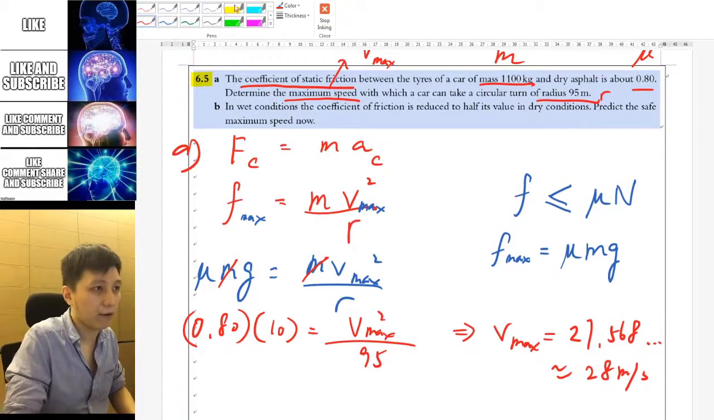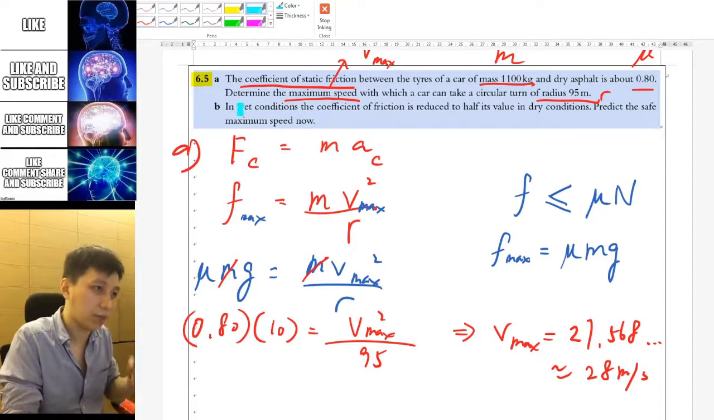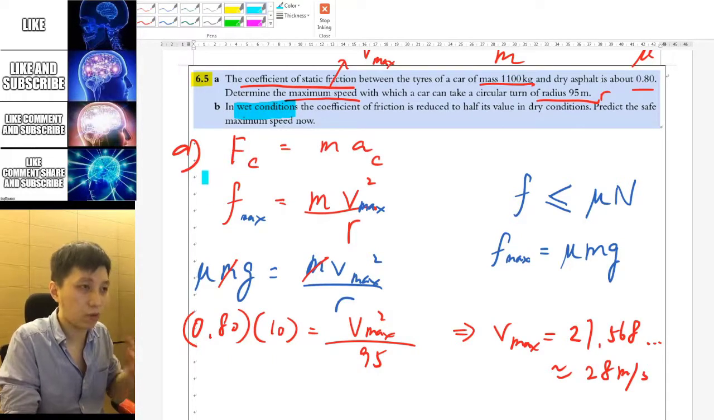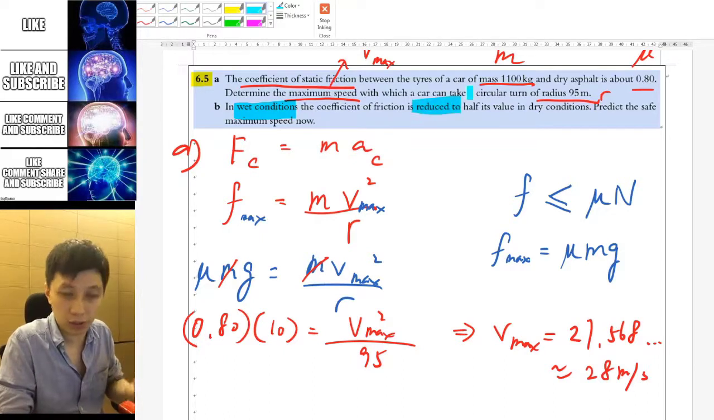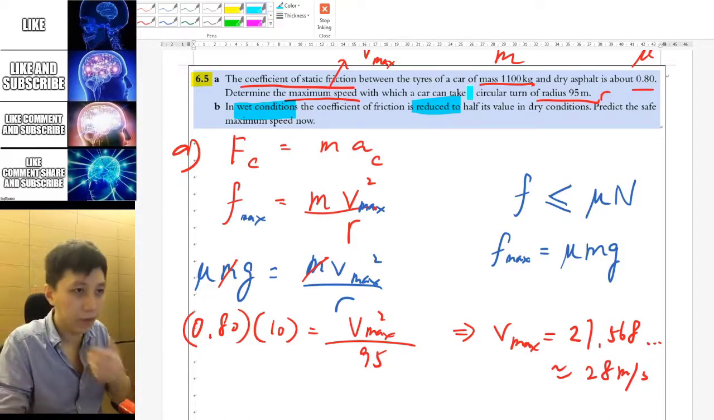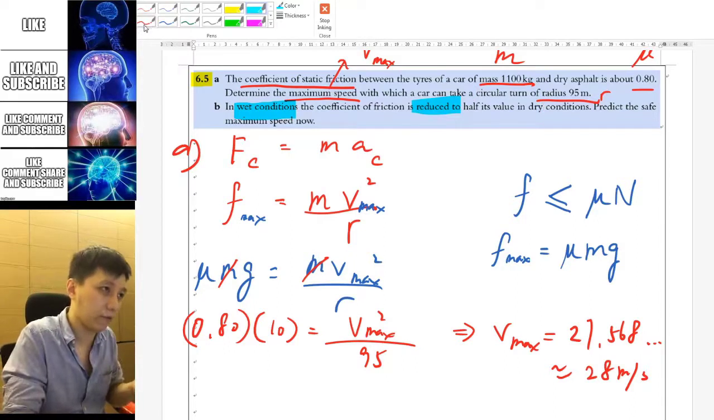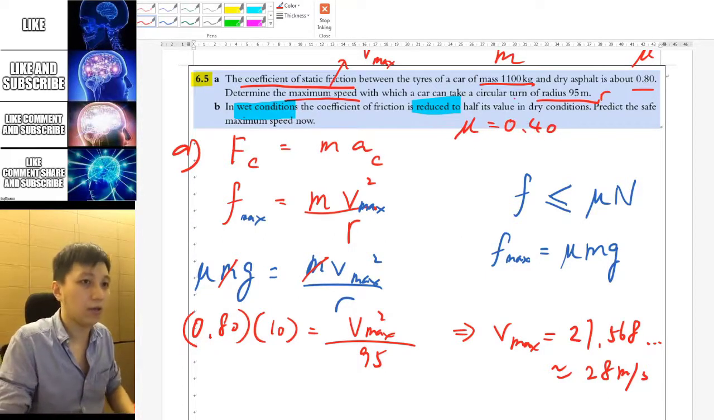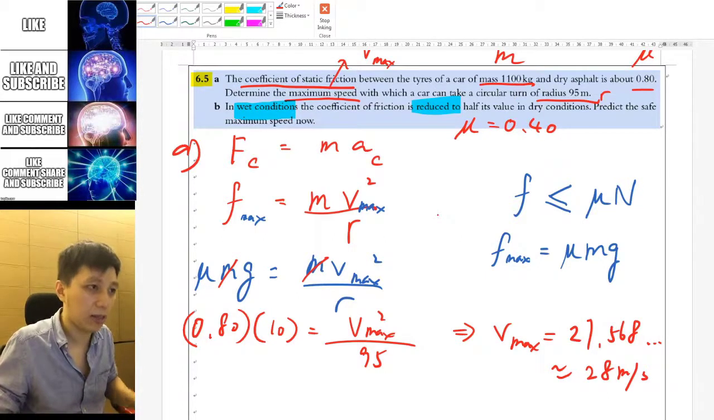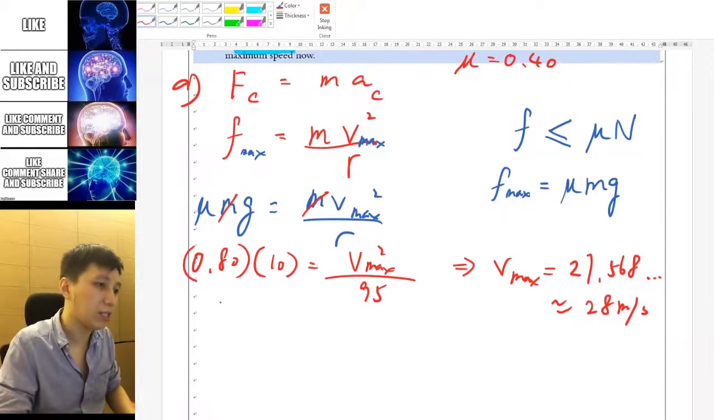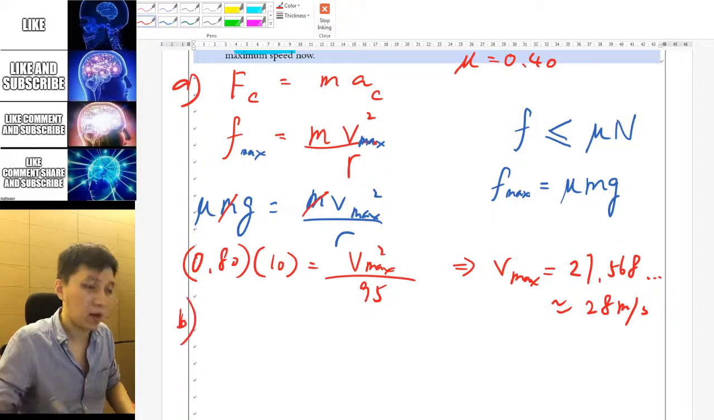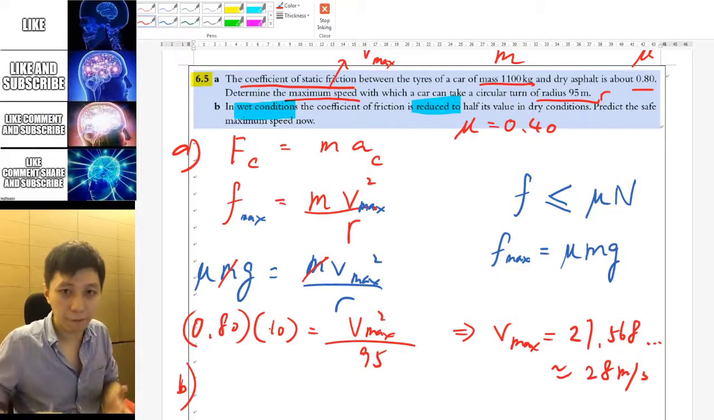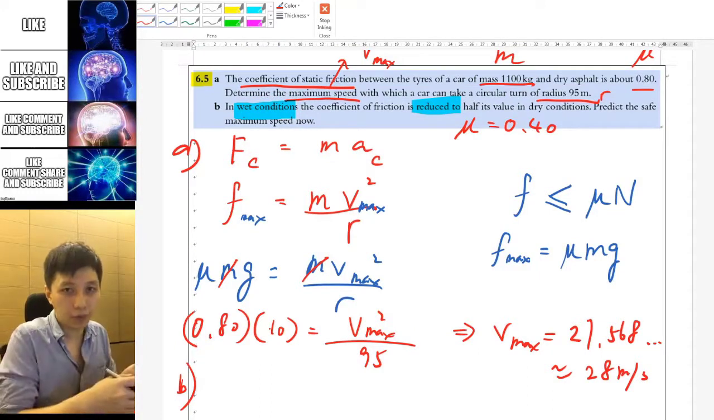Part B, however, is also quite interesting. It says now the road condition becomes wet, and so the coefficient of friction will be reduced because it's slippery, right? So then it becomes half of the original. So that is to say the new mu becomes 0.40 right now. So can you predict the safe maximum speed?